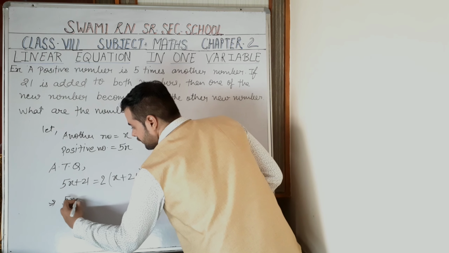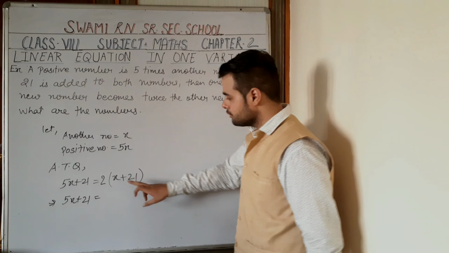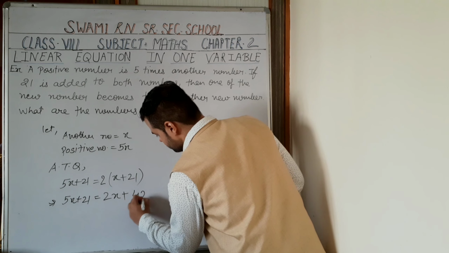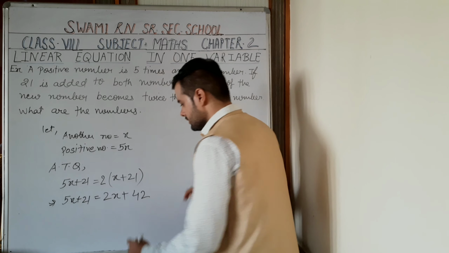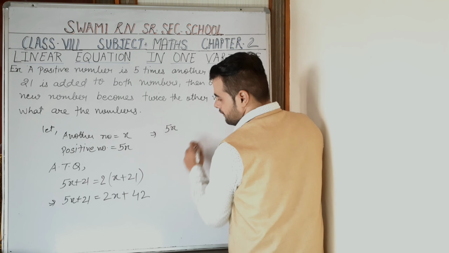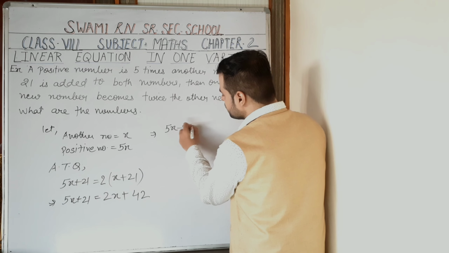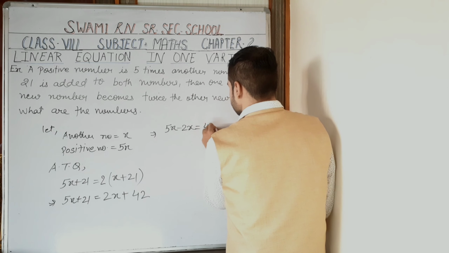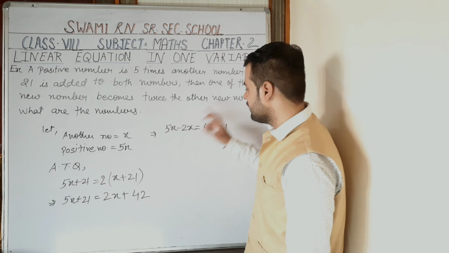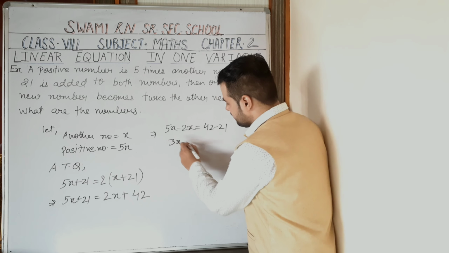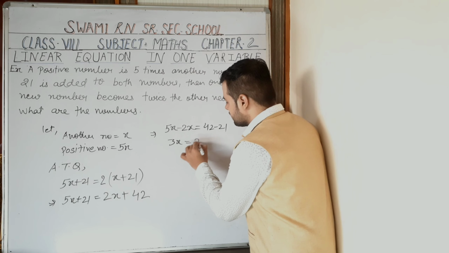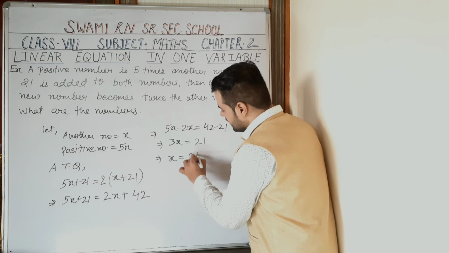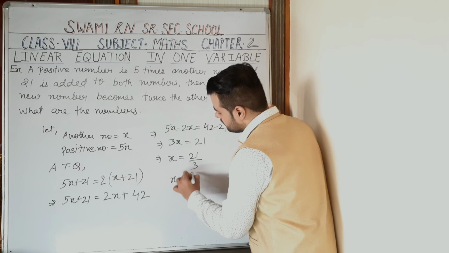First of all, 5x plus 21 is equal to 2x plus 42. Now we will solve it. 5x comes to this side as minus 2x, and when we send this 21 to the other side, it is 42 minus 21. Now 5x minus 2x is 3x, and 42 minus 21 is 21. Now send this 3 and divide, so 21 upon 3, x is equal to 7.